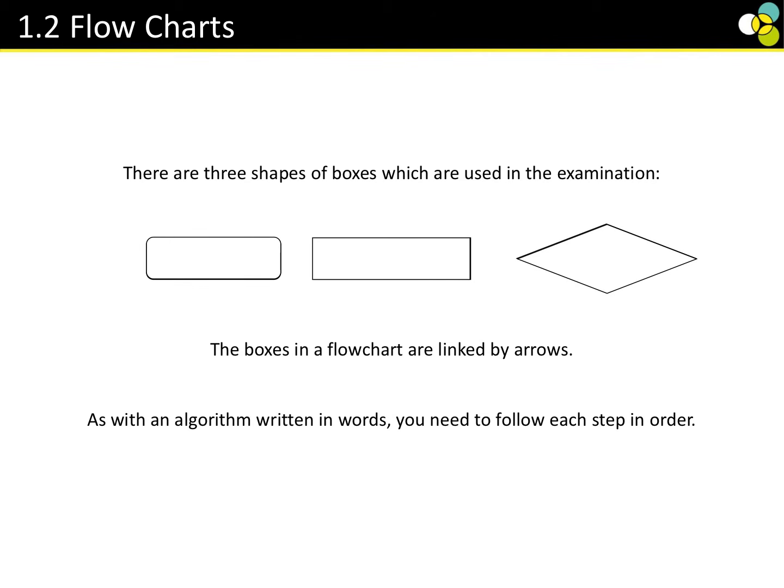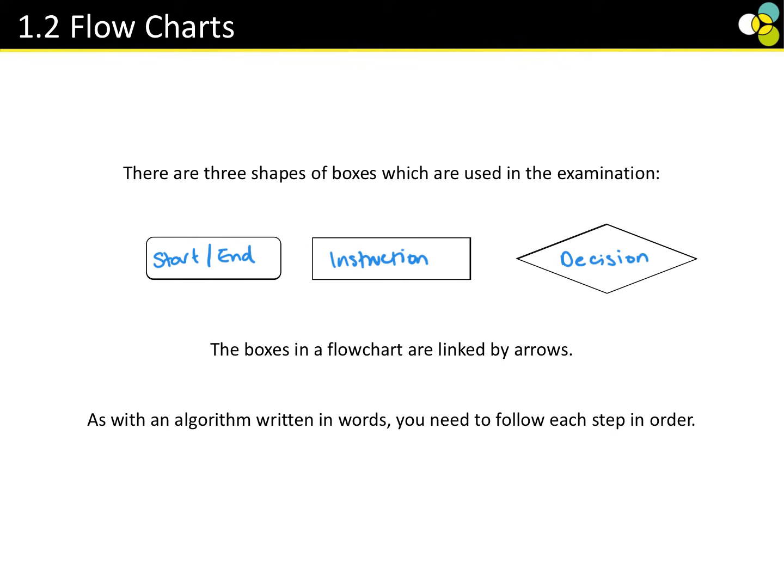Okay, our next thing that we're going to move on to is flowcharts. And there are 3 shapes of boxes which are used in the exam, okay? We have a rectangle with curved edges. This is always a start or an end box. We have a normal rectangle. This is an instruction. And then we have our diamond, okay? This is always a decision. Okay, a decision that needs to be made. And it will be linked together with arrows.